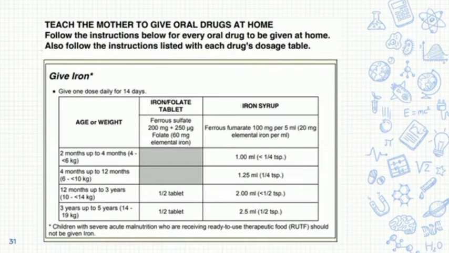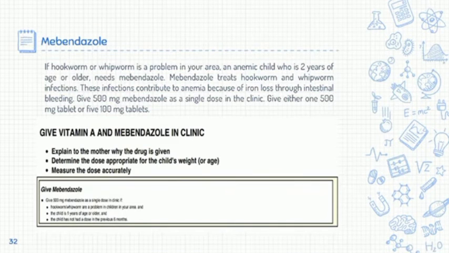The nurse should teach the mother to give oral drugs at home and follow the instructions below for every oral drug to be given at home. Also, follow the instructions listed with each drug's dosage table. The age or weight of the children are indicated here, as well as the dosage for the iron folate tablets and the iron syrup. An important note: children with severe acute malnutrition who are receiving ready-to-use therapeutic food, or the RUTF, should not be given iron. The last topic for the appropriate oral drugs is mebendazole.